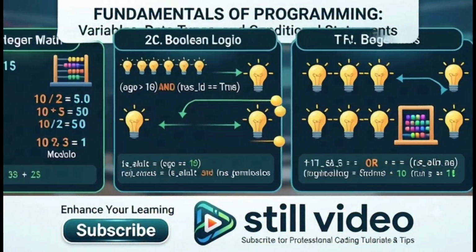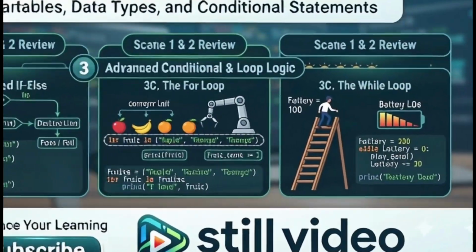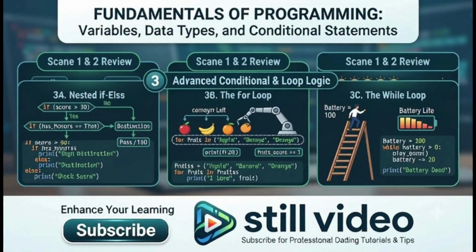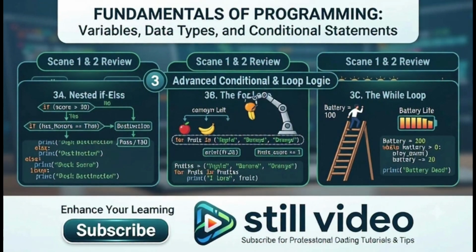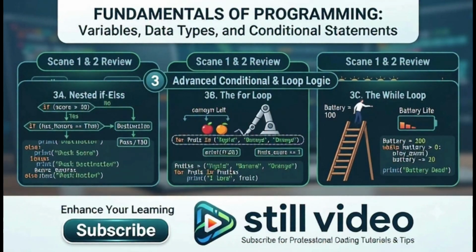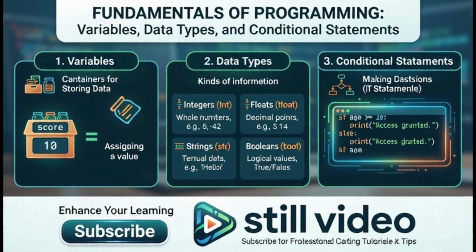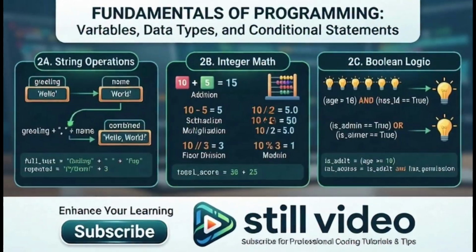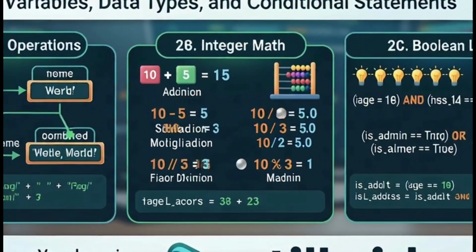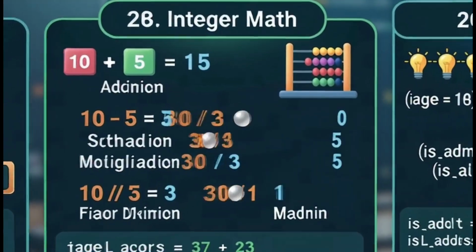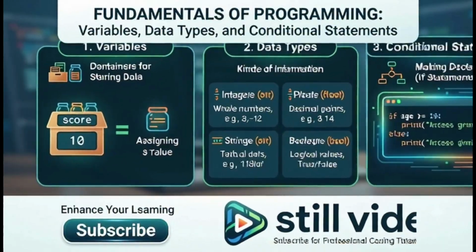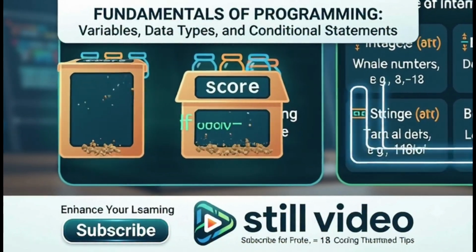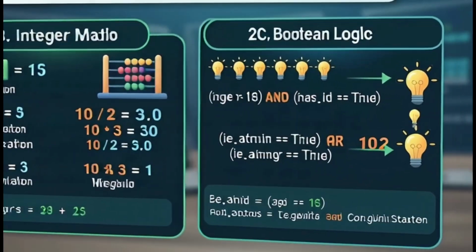3. Conditional statements (if statements). Conditional statements allow your code to make decisions. They enable the program to execute specific blocks of code only when certain conditions are met. Structure: if, the initial condition to check. Elif, else if, checks additional conditions if the first one fails. Else, the catch-all block that runs if none of the previous conditions are true.